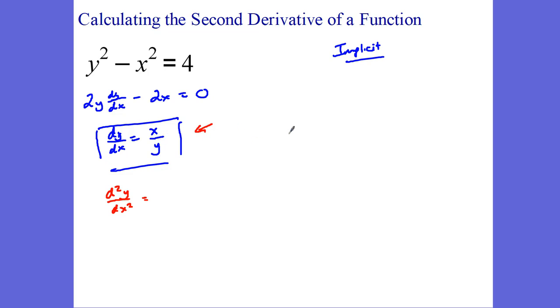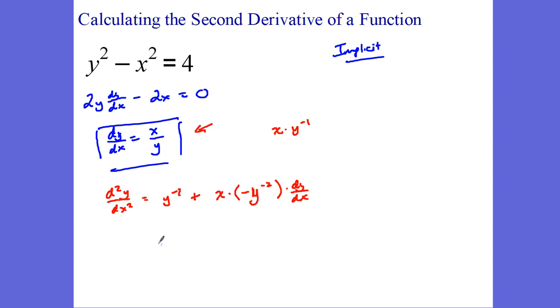So what is this guy? This guy is really x times y to the negative 1. Okay, so we're going to do the product rule of this guy right here. So the derivative of x is 1. So we have y to the negative 1 plus, we keep the x, and we're going to do the derivative of the second guy, which is negative 1 y to the negative 2, that power goes down, times dy over dx.